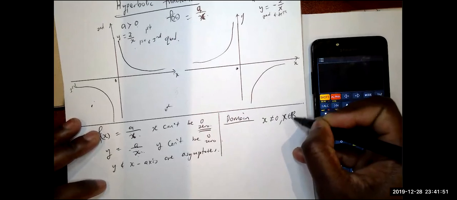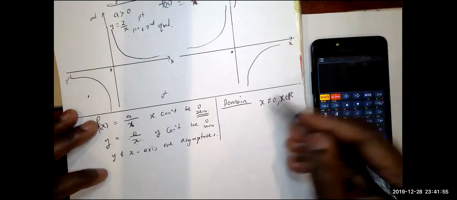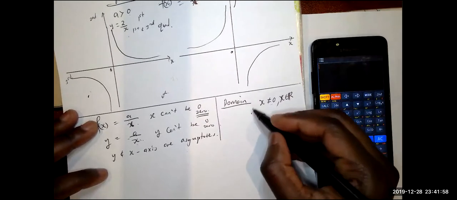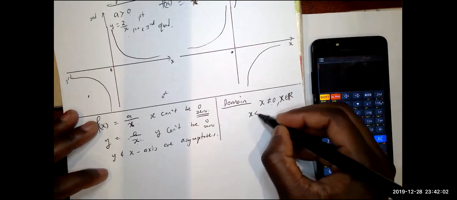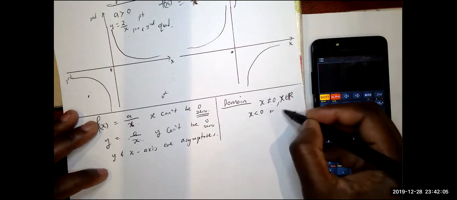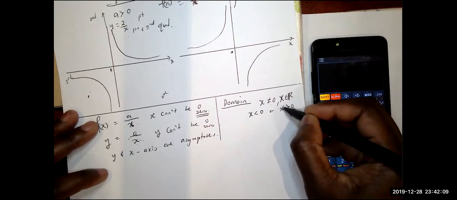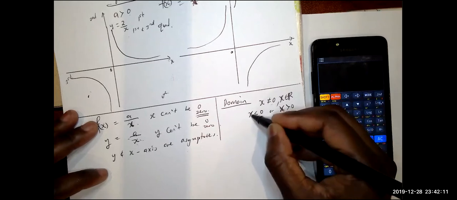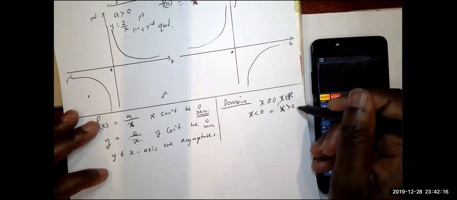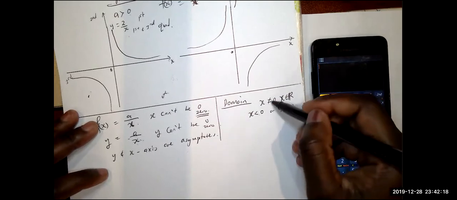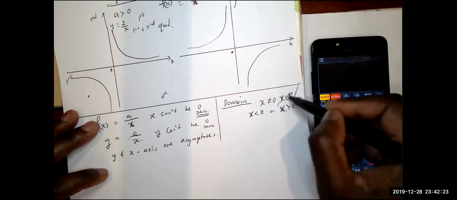Okay, yes, it's an element of the real numbers, but it's not equal to 0. Or you can say x is less than 0 or x is greater than 0. So these are the domain that you see there, because x can't be 0. It has to be less than 0 or greater than 0. That's why you say it mustn't be equal to 0. So you either give these two, or you give these two.